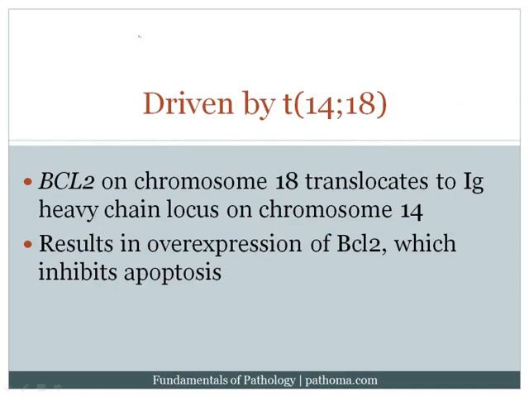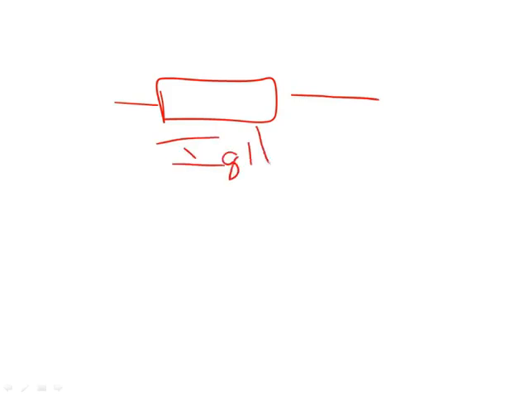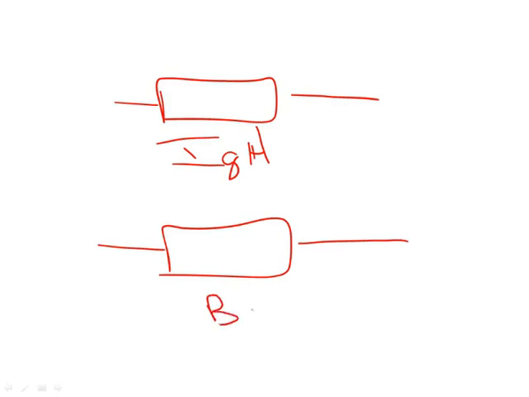Important to remember and very high yield: what's happening here is that if this is chromosome 14, normally in a B cell, at this particular locus is the immunoglobulin heavy chain. And what translocates with immunoglobulin heavy chain in follicular lymphoma is a gene called BCL2. BCL2 happens to be on chromosome 18. And so this 14-18 translocation pushes BCL2 into the position where immunoglobulin heavy chain was once sitting.